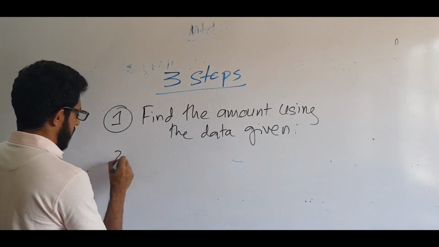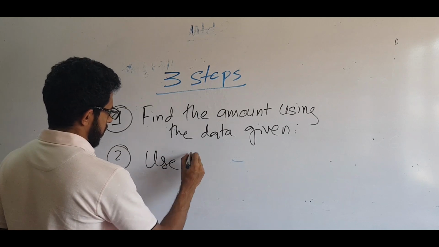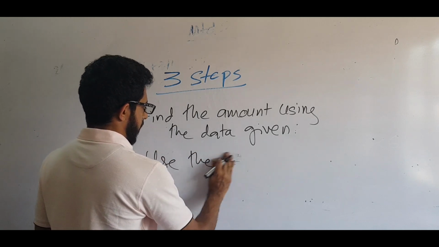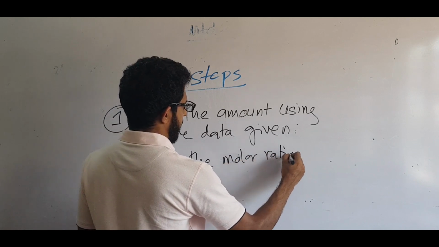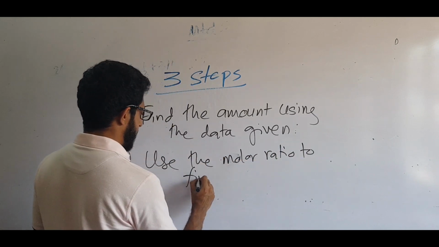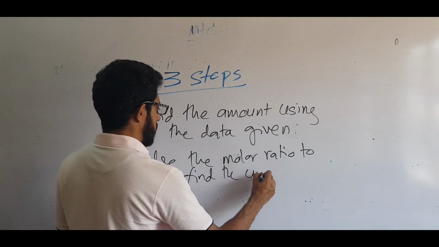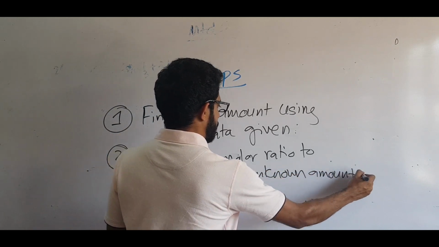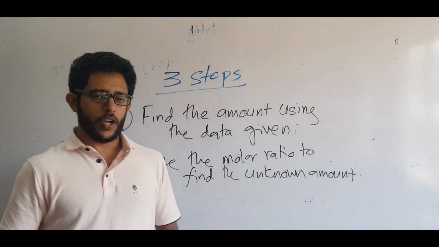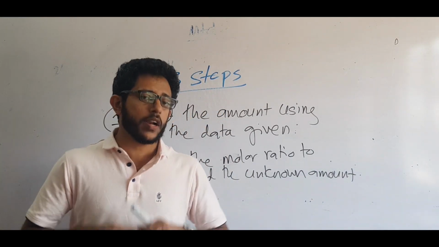The second step is use the ratio. This is use the molar ratio to find the unknown. That is the second step. Use the ratio to find the unknown amount.